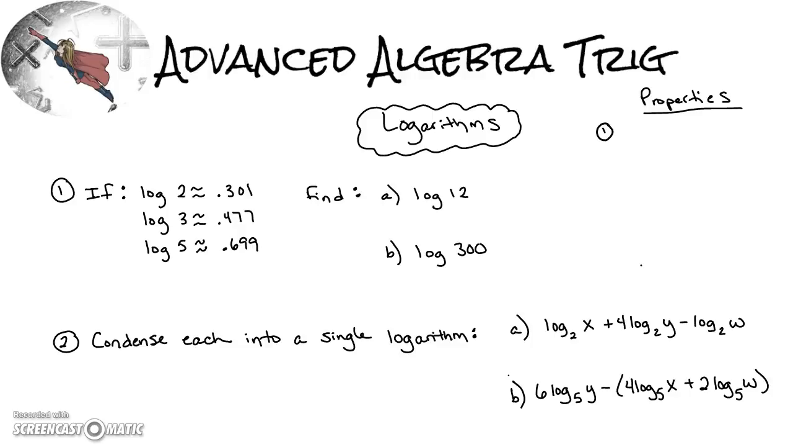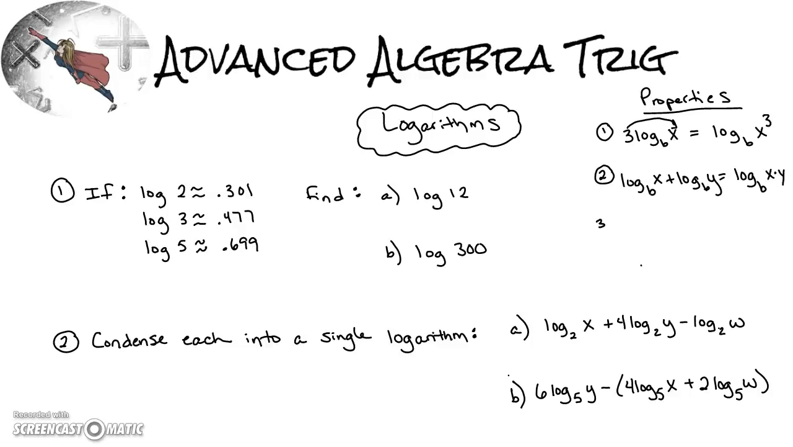Number one, if there's a number in front of a logarithm, you can move it up to there, so it will be log base b of x cubed. So that's property number one. The second property is if you have two logarithms that are added, then you can combine them into one logarithm with the same base, and you can multiply the arguments. So log base b of x times y.